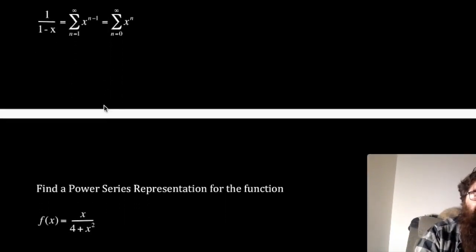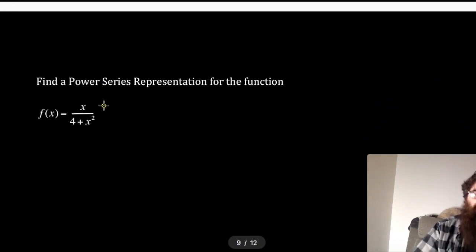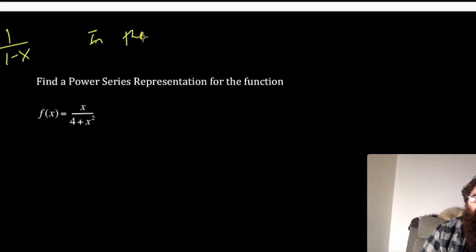But what's going to happen is we're going to be given a rational function, and we're going to want to try to modify this into the form 1 over 1 minus x. Though more realistically, we're going to try to get this in the form 1 over 1 minus stuff.